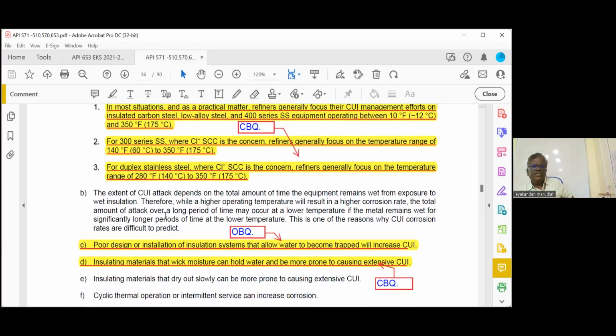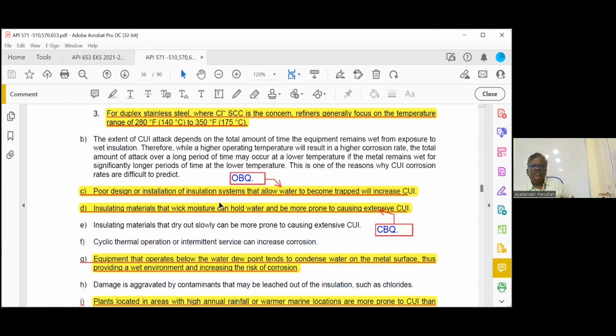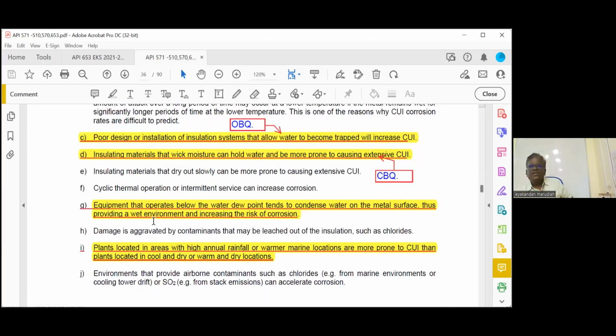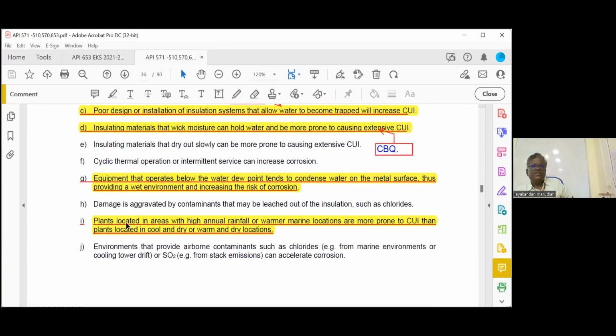These are important. Then C, poor design and installation of the insulation system that allows water to enter will increase the CUI. That line is important. Then D, insulating material that wicks moisture and can hold water is more prone to causing extensive CUI. That is important, closed book question. Then highlight G: equipment that operates below the water dew point tends to condense water, thus providing a wet environment. Then I, plants located where there is high annual rainfall and warmer marine environments are more prone to CUI.